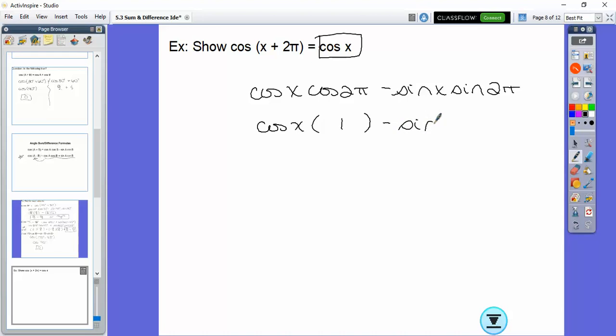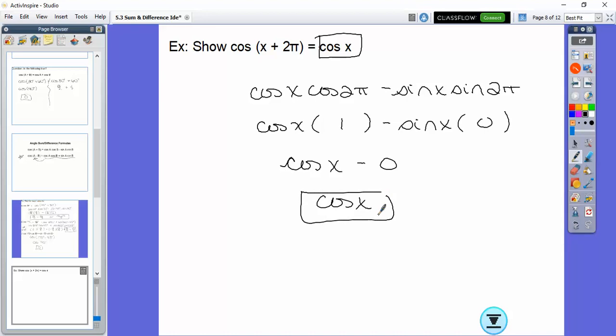Minus sine of x, sine of 2 pi, so sine of 0, 0. So we get cosine x times 1 is cosine x, sine x times 0 is 0, and we get the cosine x. So I could throw these in a proof if I needed to.